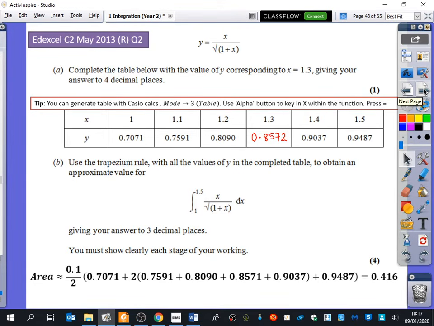So we're going to do one more example, and then we are going to do a little bit of practice. But hopefully there's nothing difficult with this. If you get a trapezium rule question, it's great.